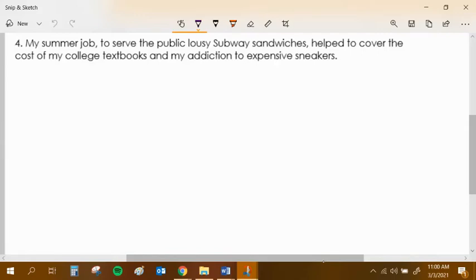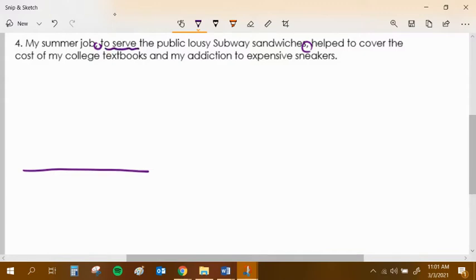Okay, looking at example number 4: my summer job, to serve the public lousy Subway sandwiches, helped to cover the cost of my college textbooks and my addiction to expensive sneakers. All right, so here we go. I'm going to build this somewhat in the middle of my white space. As I build down here, I notice once again I have that sneaky little comma, which probably means I have an appositive.